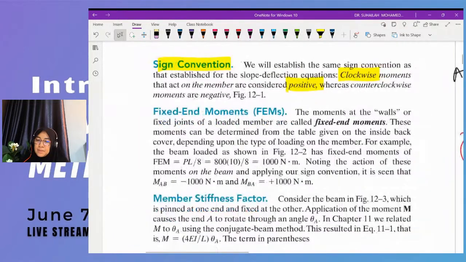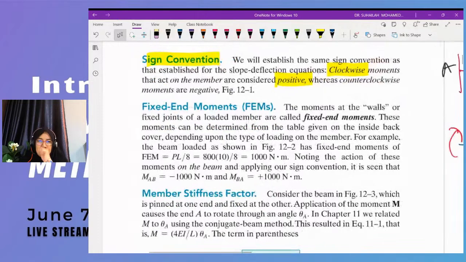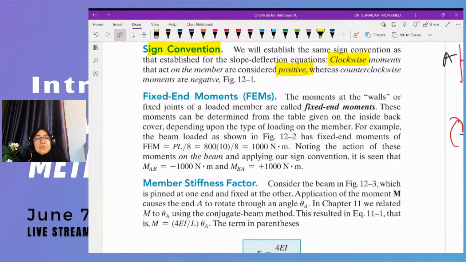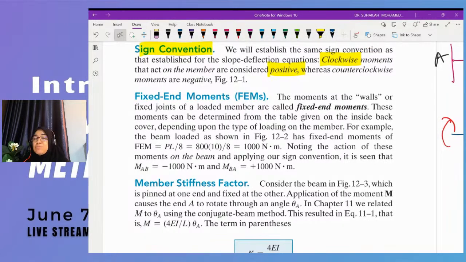Now move to fixed end moment. We will distribute moment in the table, so we have to have the first moment value in the table. The first moment value in the table we will get from what we call the fixed end moment. And fixed end moment is a behavior.